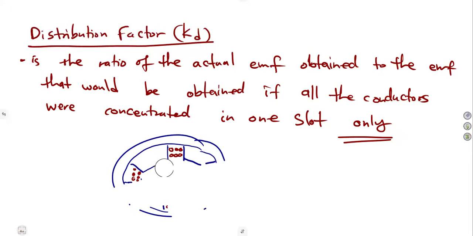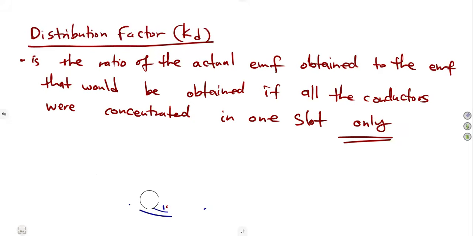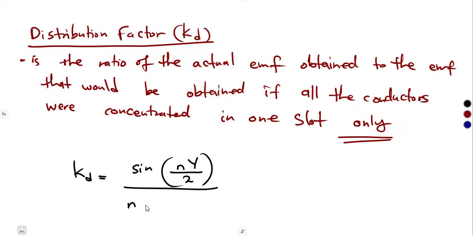In actual sense, you'll be asked to calculate your distribution factor. Your distribution factor KD can be calculated from this formula. Let me write a little bit here on top. Our KD, we've got this in our formula sheet, is sine of N times gamma over 2, over N sine of gamma over 2, like this.